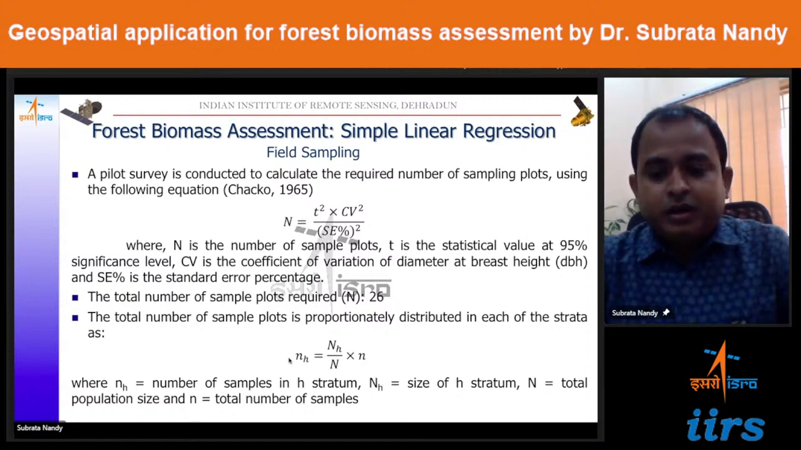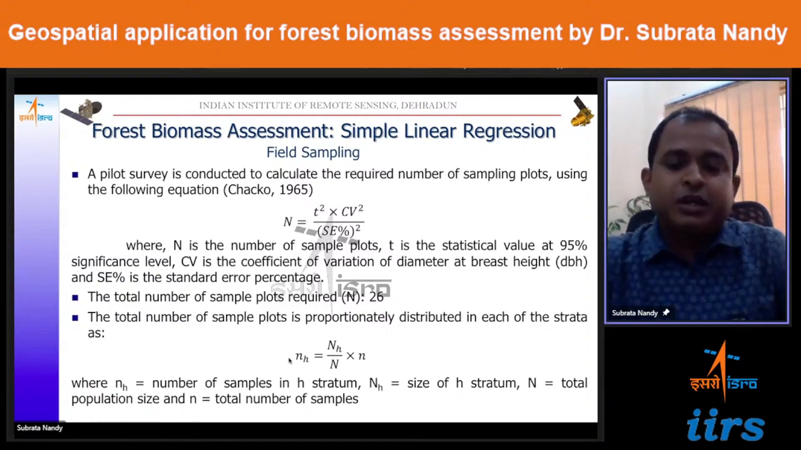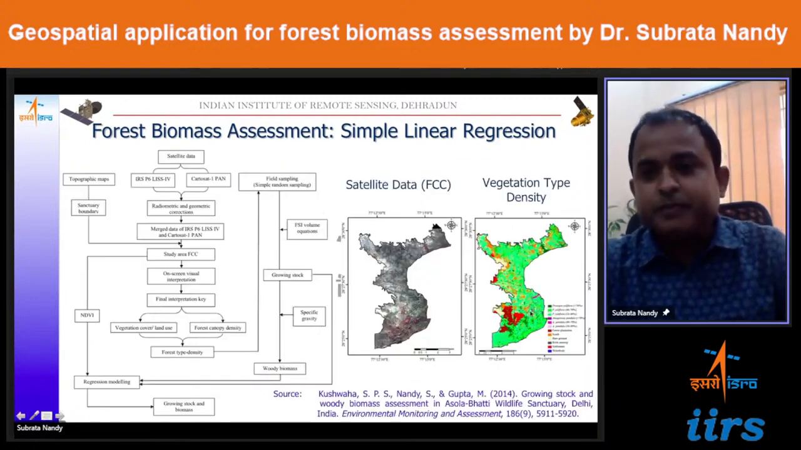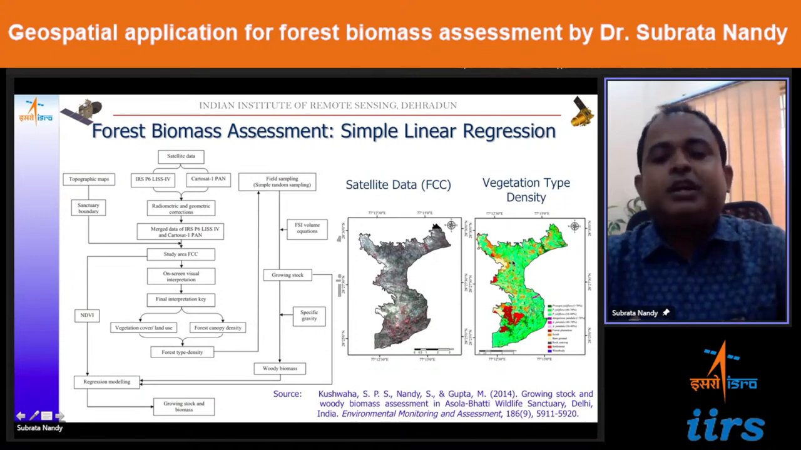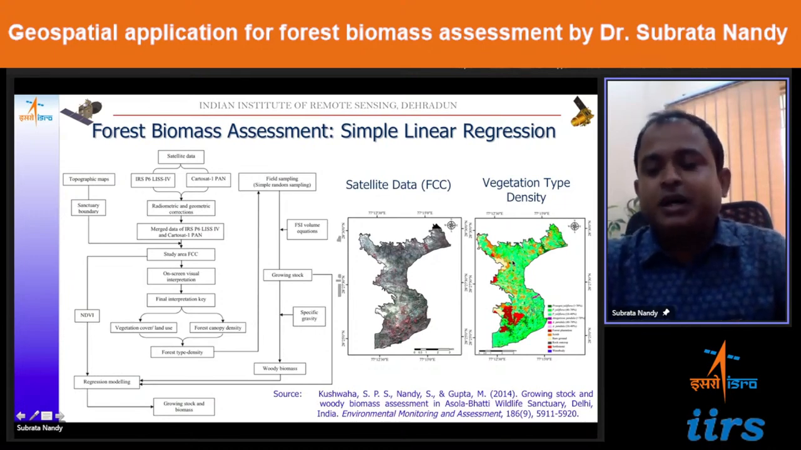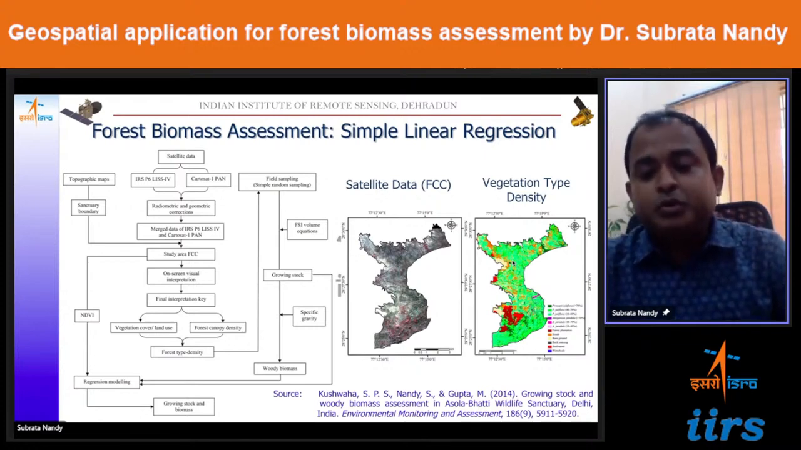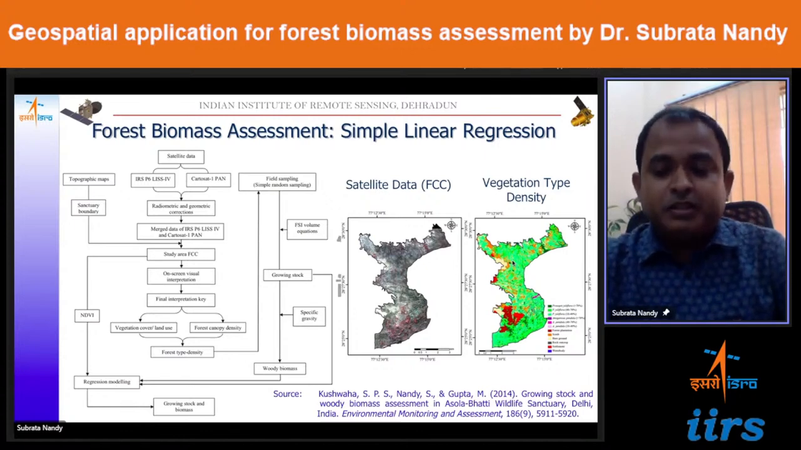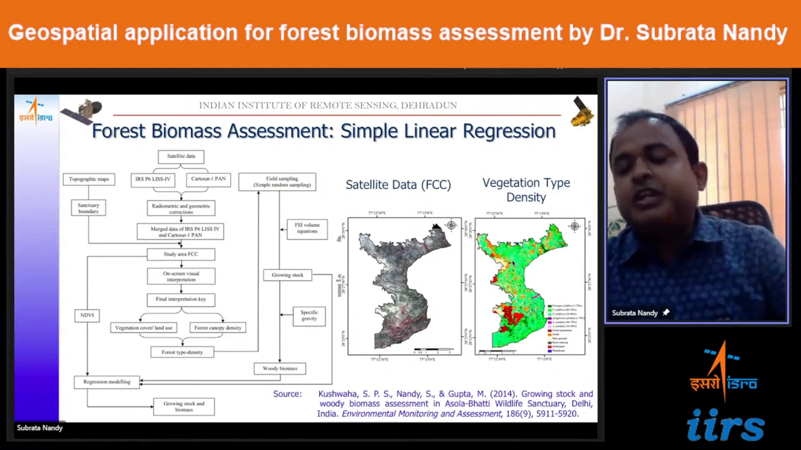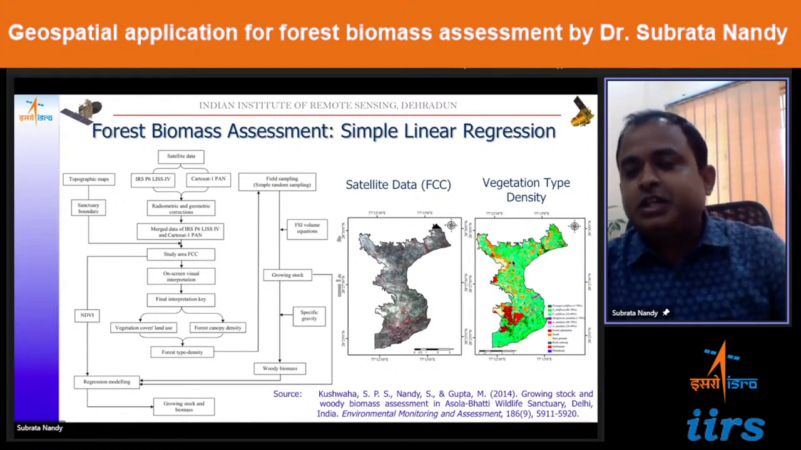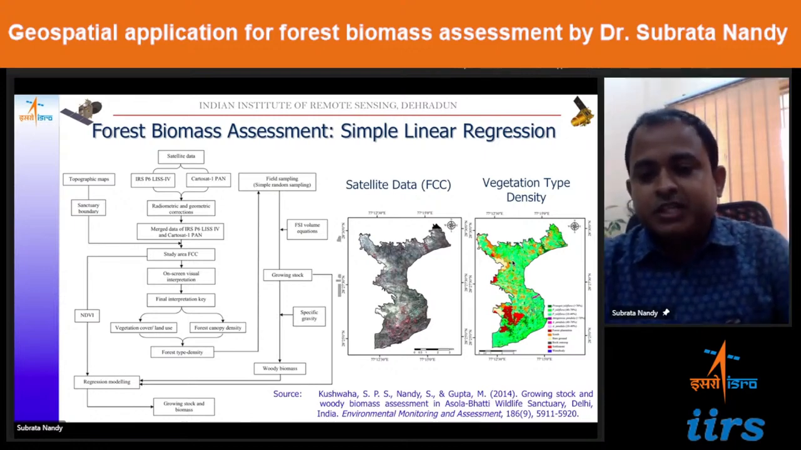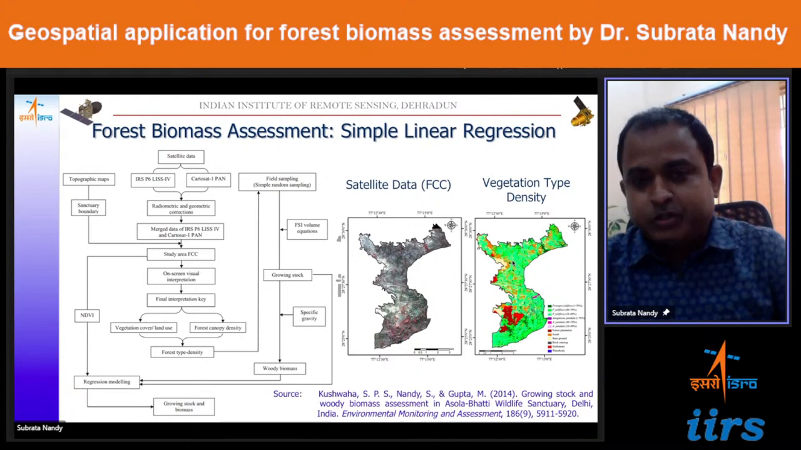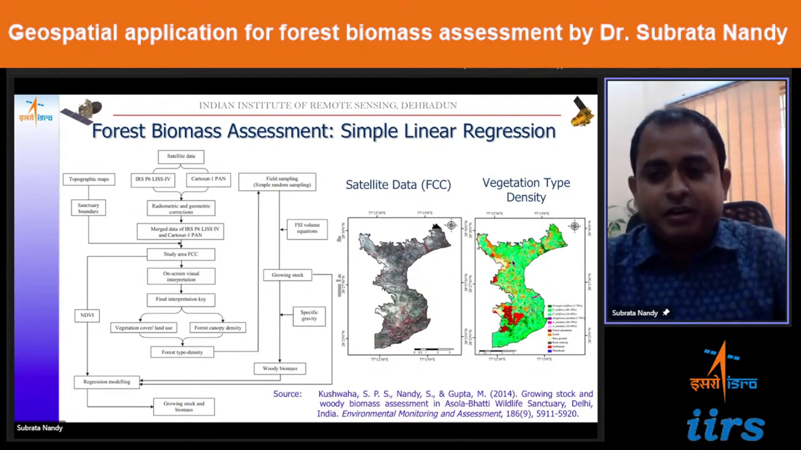Now the question comes, first of all, when we are going for this kind of study, how many sample plots are required for field data collection, how many sample plots are optimum to study the forest biomass in this area. And if we calculate the number of sample plots, let us say 30 or 35, the second question comes, where to lay these plots. So in this case, stratified random sampling.